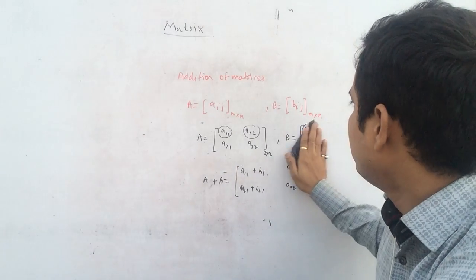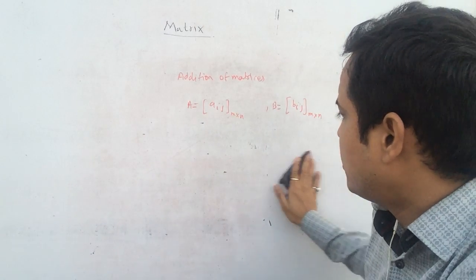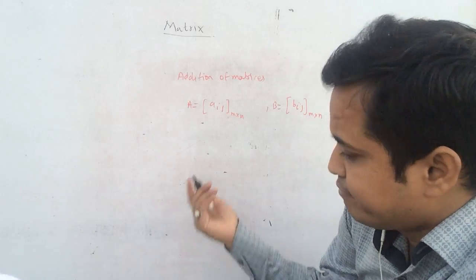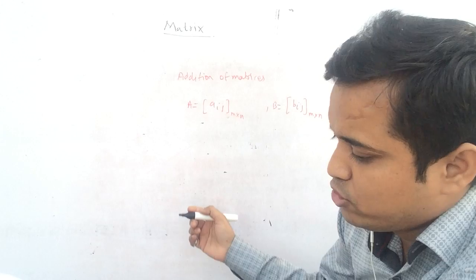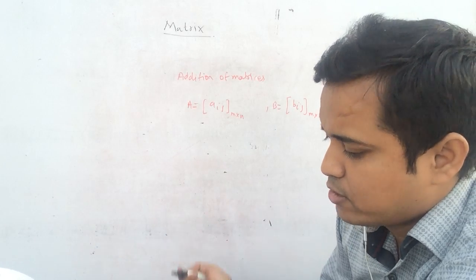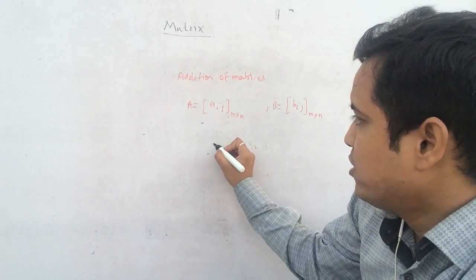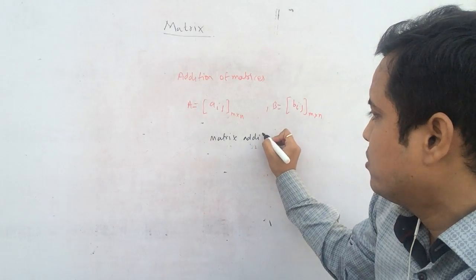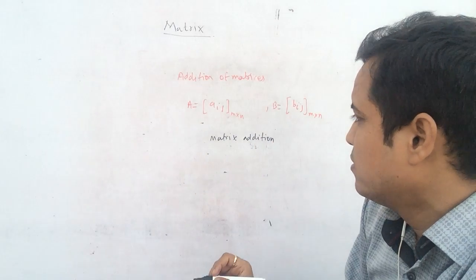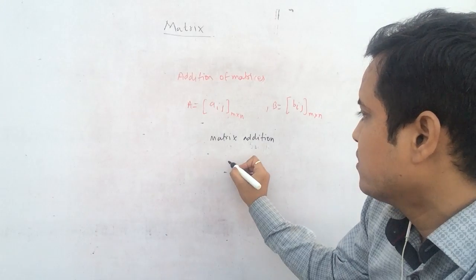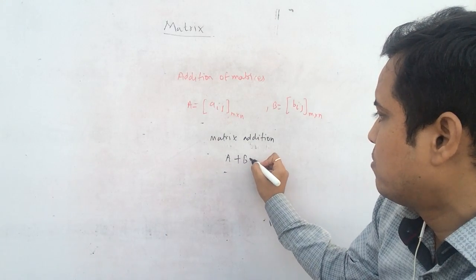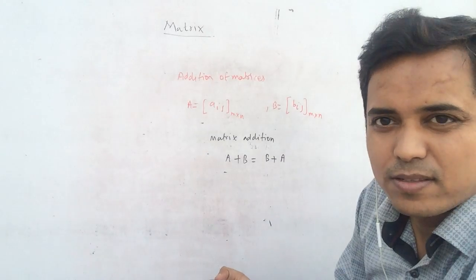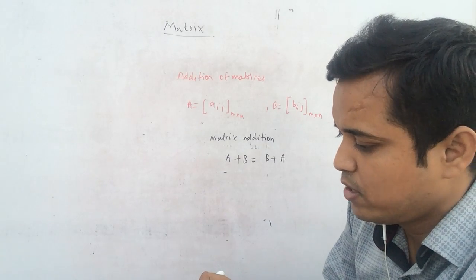So now we have to understand the properties of addition and subtraction of two matrices. It is possible. Matrix addition is commutative, isn't it? Yes, it is. A plus B equals B plus A. Yes, you can do this. A plus B equals B plus A.